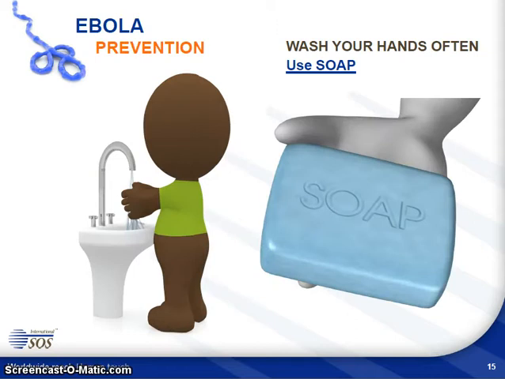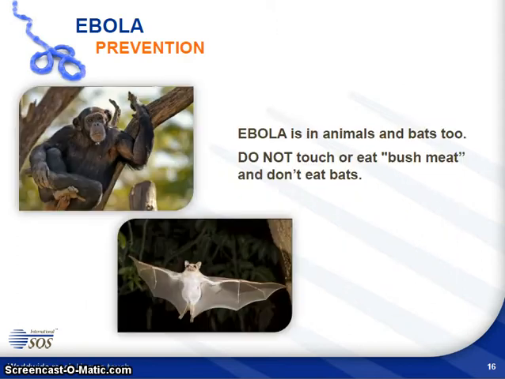An important way to prevent becoming infected with the Ebola virus disease is to wash your hands very often with soap and water. Do what? Wash your hands very often with soap and water. If you didn't used to wash your hands before, now you have to wash your hands very, very often throughout the day. Another thing you can do is to make sure you have hand sanitizers.